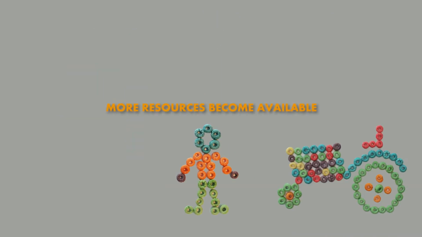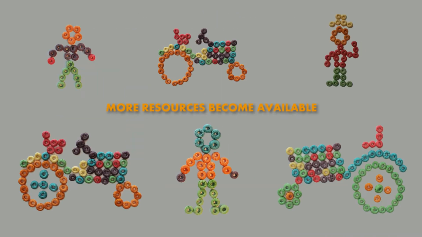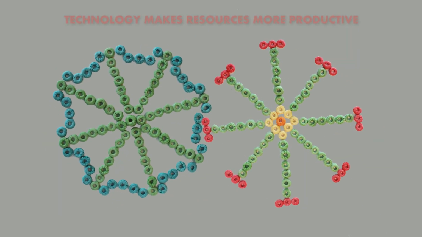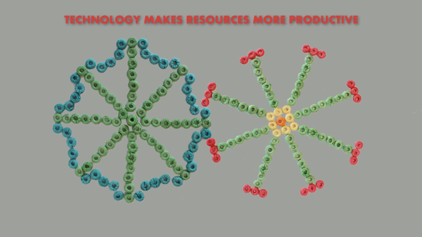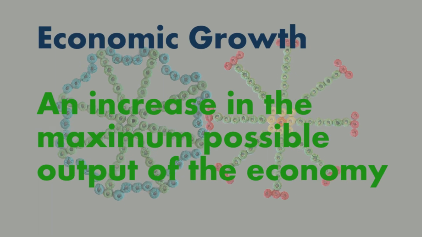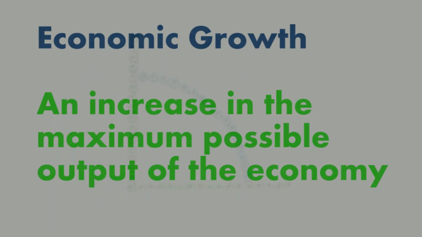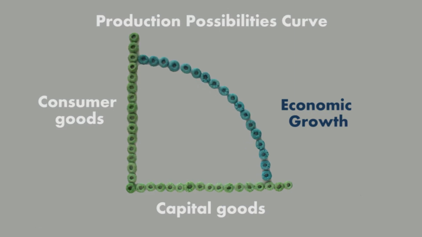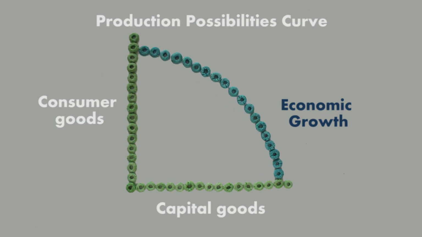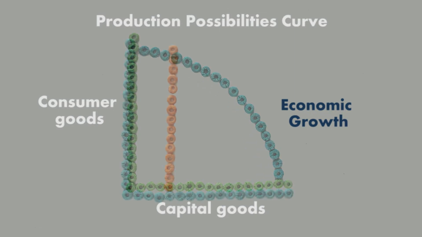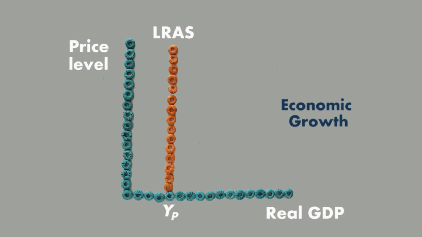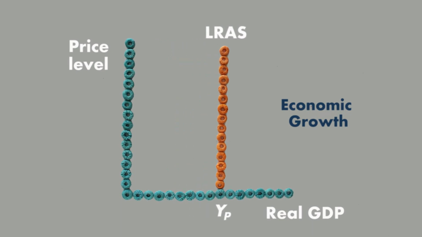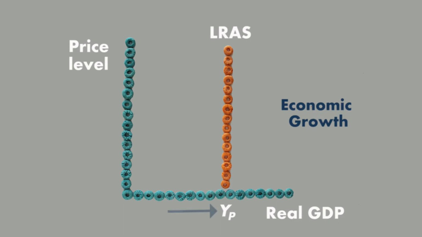If more resources such as capital or labor become available, or if an improvement in technology makes resources more productive, then the economy's maximum possible output increases. This economic growth shifts the production possibilities curve outward, and the economy enjoys a whole new set of possibilities on its expanded curve. At the same time, the economic growth shifts the long-run aggregate supply curve to the right because the economy's potential output is now at a higher level.